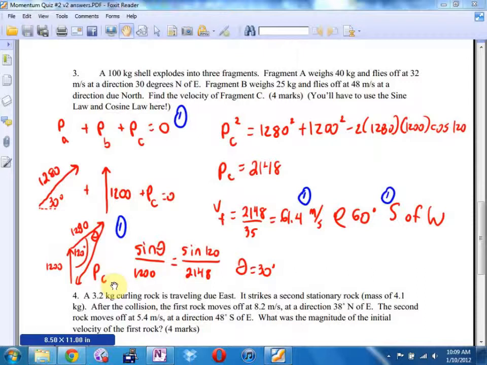You'll have to use the sine and the cosine law here. I'm going to give you an explosion on your test, but it's going to be a nice right-angled explosion, so you can use SOHCAHTOA. Okay. Get the quiz? Got it?